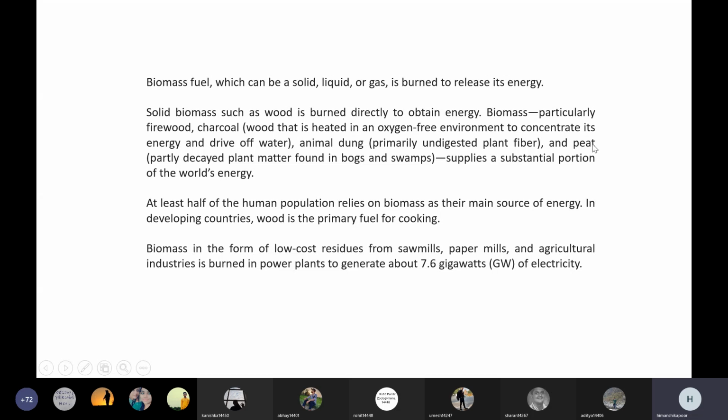So it is partly decayed and it is found in the marshy areas, and it is another excellent source of biomass fuel. So in solid biomass fuels, you have the firewood, you have the charcoal, you have animal dung, and you have peat. These are major biomass of the solid category. And we all know that at least half of the human population relies on biomass as their main source of energy, and this has been going on since time immemorial, and majorly in the developing countries.